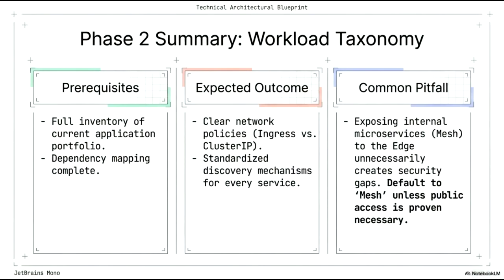One common pitfall to watch out for is unnecessarily exposing internal microservices to the edge. This creates avoidable security risks. To mitigate this, our default posture should always be mesh, unless there is a proven requirement for public access. By following this secure by default approach, we maintain a robust architectural perimeter.